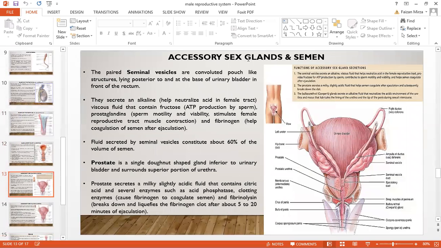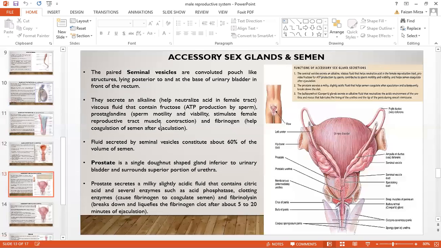Now we come to the accessory sex glands and the semen. The accessory sex glands include the paired seminal vesicles. The seminal vesicles secrete an alkaline fluid which helps to neutralize the acidity in the female reproductive tract. They release a viscous fluid which contains fructose. ATP is required for the production of sperm as well as for motility. Prostaglandins are there, which promote sperm motility.